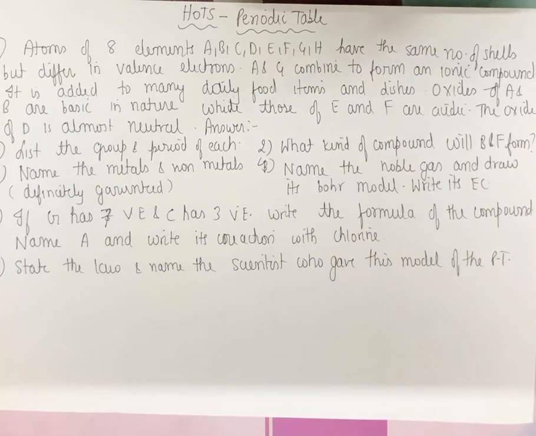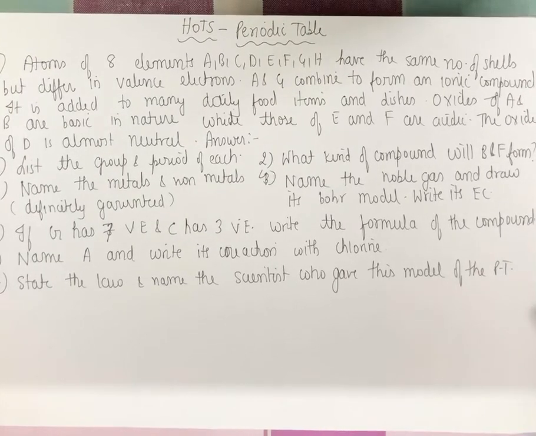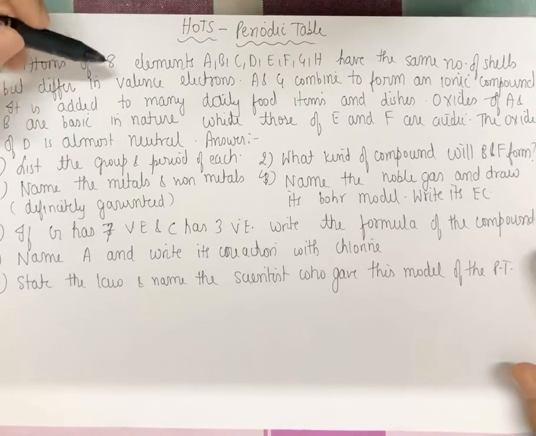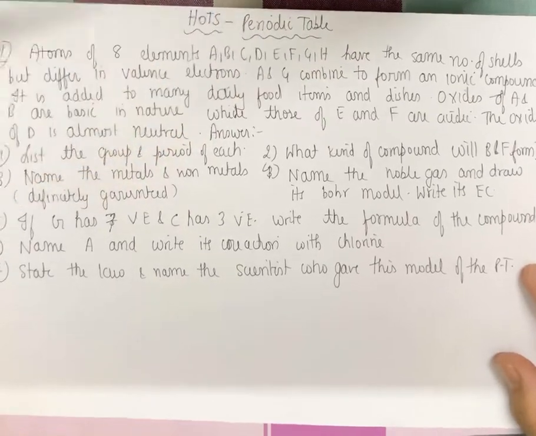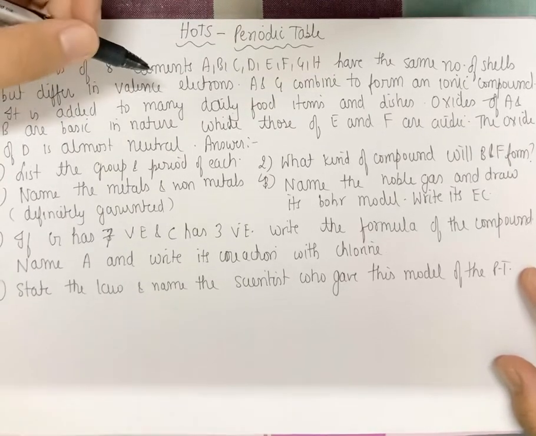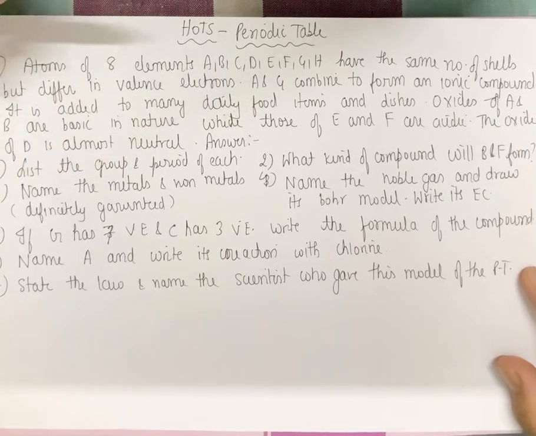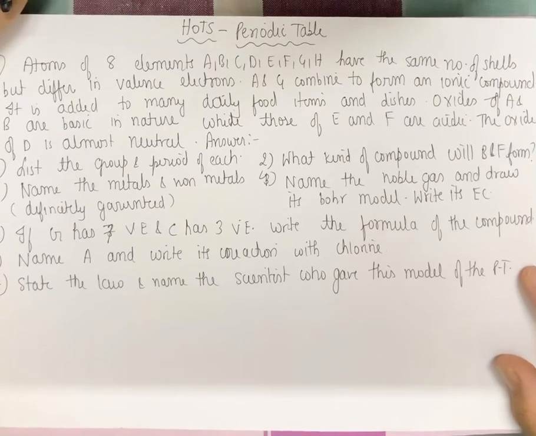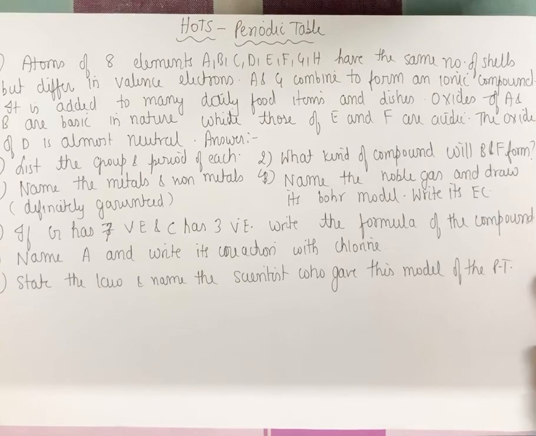So let's begin with the topic. Let me read out the question. Atoms of 8 elements A, B, C, D, E, F, G, H have the same number of shells but differ in valence electrons. A and G combine to form an ionic compound. It is added to many daily food items and dishes. Oxides of A and B are basic in nature, while those of E and F are acidic. The oxide of D is almost neutral. That means we'll consider it to be neutral only.